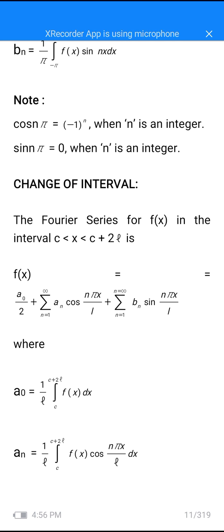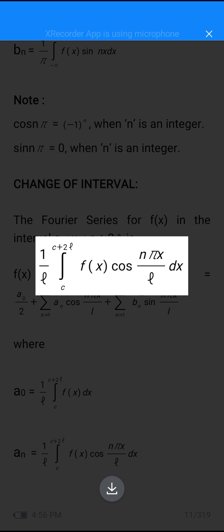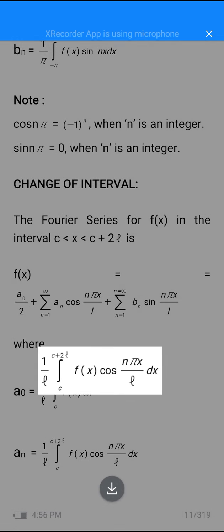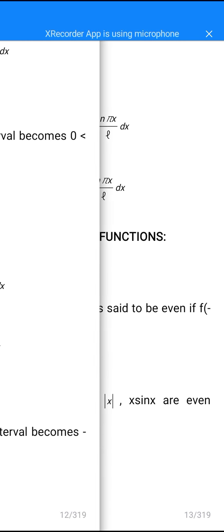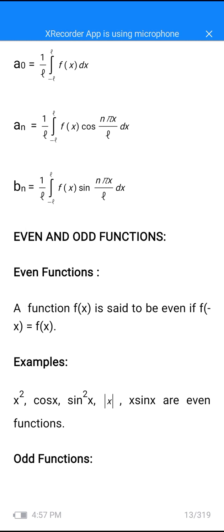Also for an, we have the formula 1 by L into the integral 0 to 2L of f of x into cos n pi x by L dx. See that the angle value has changed here. And then bn equals 1 by L into the integral 0 to 2L of f of x into sin n pi x by L dx. Then in the corollaries, c equal to 0 and c equal to minus L, the two intervals are 0 to 2L and minus L to L. In both cases, the angle is n pi x by L. These are the things we have seen up to the bn value.